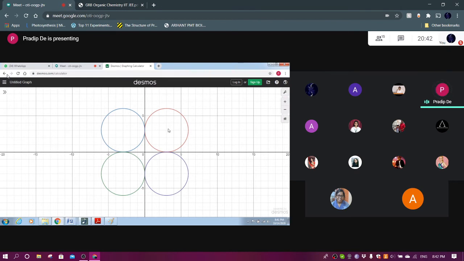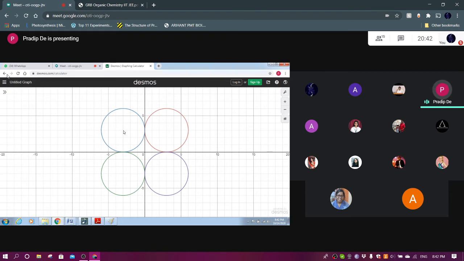All these four circles touch both the coordinate axes, and each one of them has radius 3. The circle in the first quadrant, if the radius is 3 and it is touching both the coordinate axes, the center is at 3, 3. This point is 3, 3.